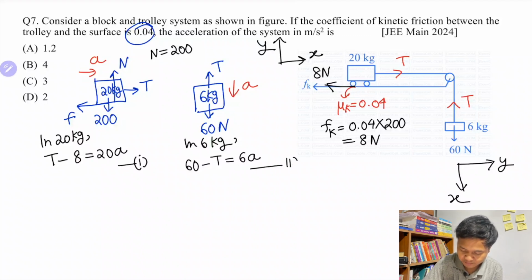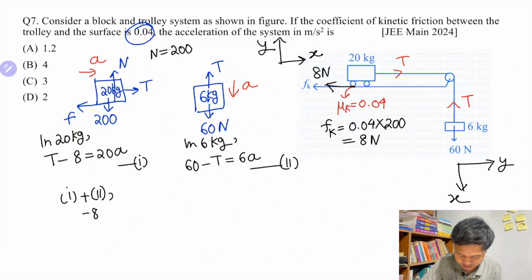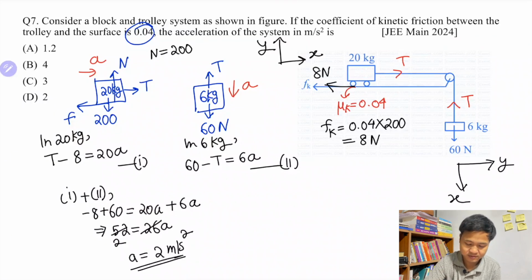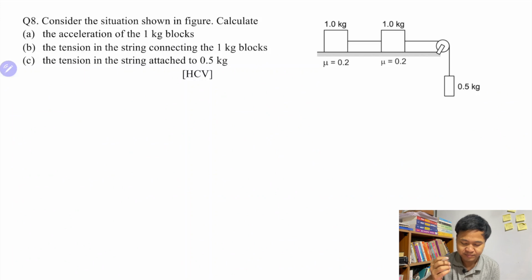Now add equation number 1 and equation number 2. T and minus T cancel out. So you have minus 8 plus 60 equals 20A plus 6A. So 60 minus 8 is 52, equals 26A. 26 into 2 is 52, so A equals 2 meter per second square. So your answer is D.